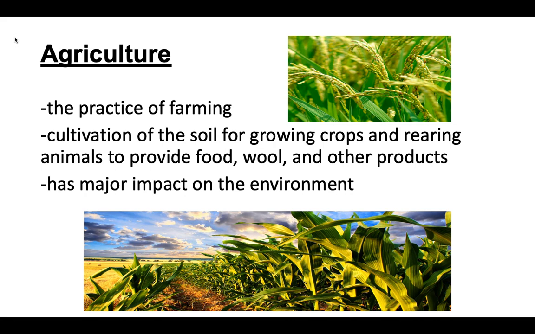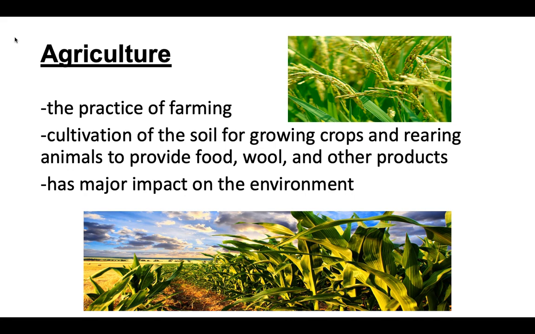So to start, agriculture. It's just the practice of farming, right? We probably already knew that or could have come up with something similar to that. If you want a more in-depth definition, it's the cultivation of the soil for growing crops and rearing animals to provide food, wool, and other products. So it's not just crops necessarily. Agriculture also includes animals, important to note.